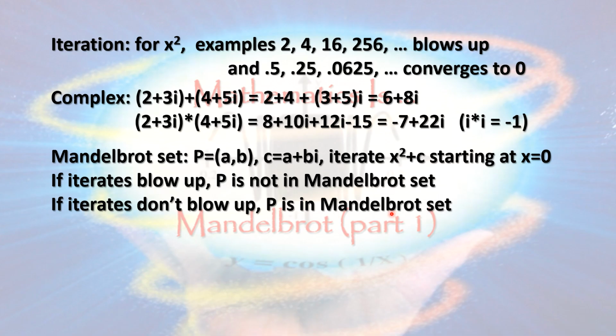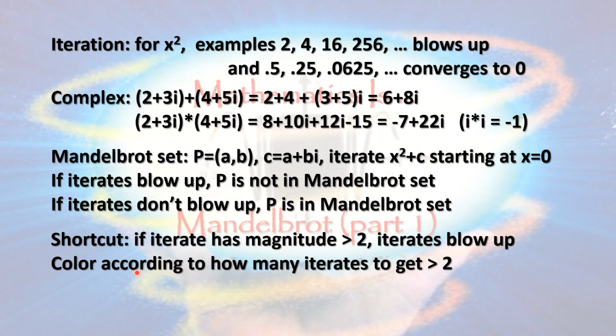Well, that doesn't sound too bad, but you definitely want a fast computer to do the work for you. There is a nice shortcut for the set. If any iterate reaches a magnitude of 2, and technically magnitude is the square root of a squared plus b squared, the iterates definitely blow up. And this gives us a coloring scheme for the picture.